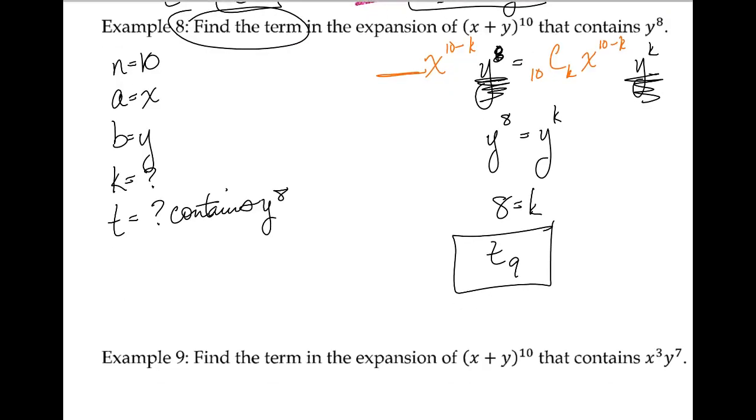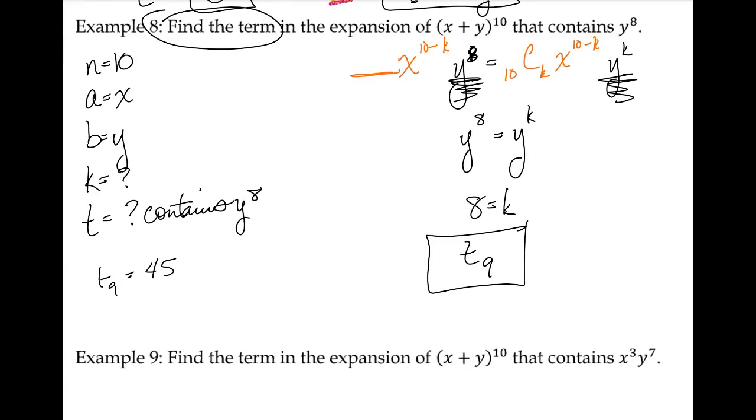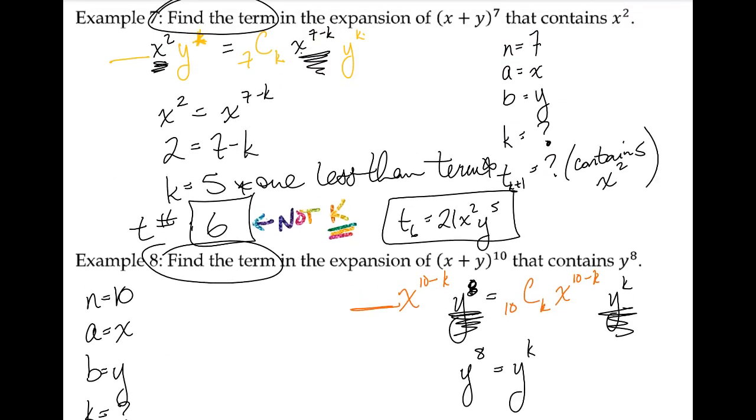For this example, once we know it's term 9, again, we can plug in here. So it's going to be 10 choose 8, because 8 is my value for k. So term 9 is 45, and then x to the power of n minus 8, or 10 minus 8, is x to the power of 2, and y to the power of 8. And that verifies what I wanted. Just like up here, I wanted that x squared term, and that's exactly what happens.